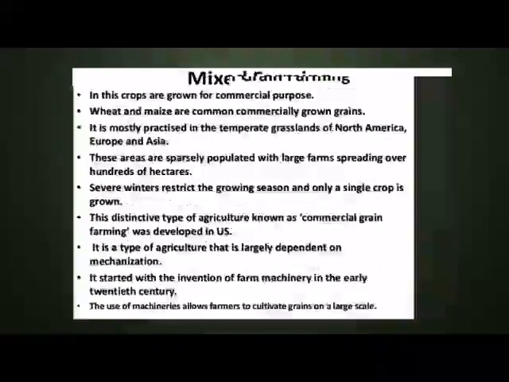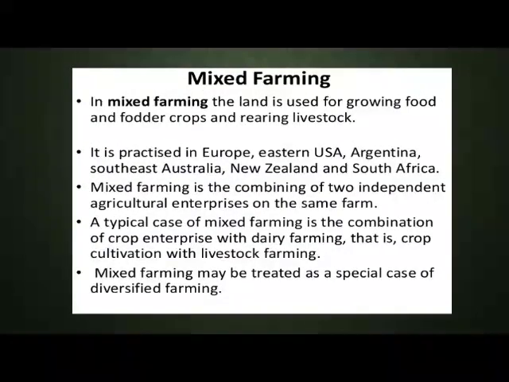Next one is mixed farming. In mixed farming, the land is used for growing food and fodder crops and rearing livestock. It is practiced in Europe, Eastern USA, Argentina, Southeast Australia, New Zealand, and South Africa.